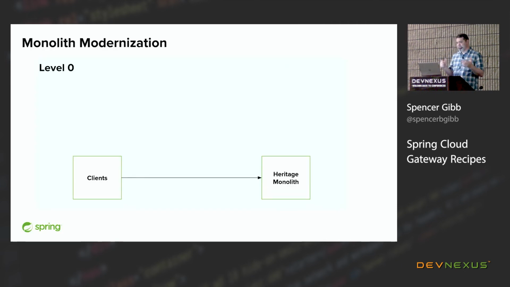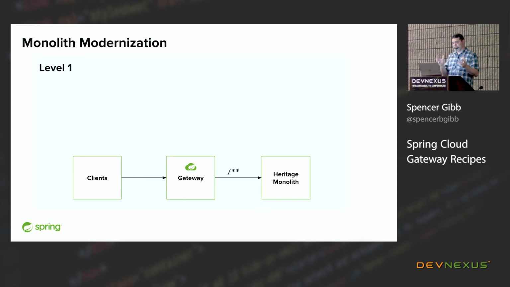So level 0, this is the existing state. Your clients connect directly to your monolith. So step 1 is to put something between your clients and the monolith. But don't change anything. Don't change their behavior. To the clients, this looks like nothing happened. So we'll put a gateway here in between and just forward everything on to the monolith.